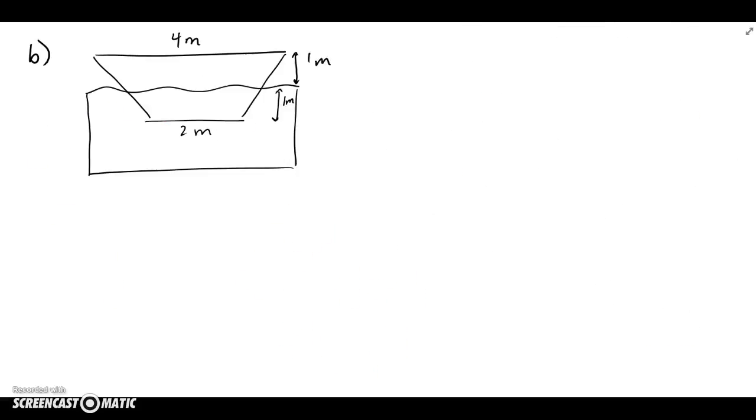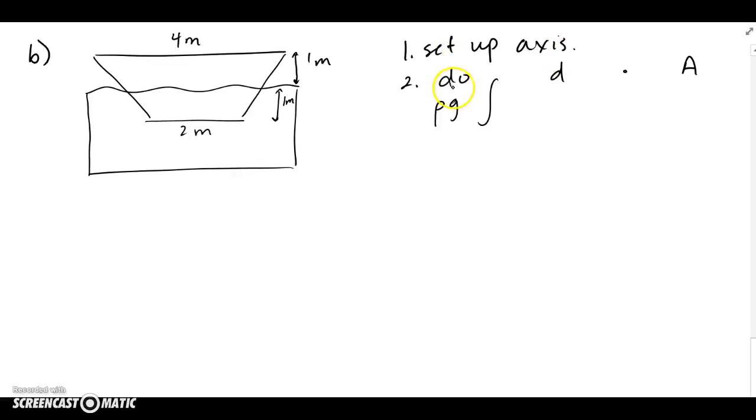Okay, same question. Find the hydrostatic force on this vertical plate submerged in water. So basically I just need to worry about force acting on this piece because the other part is not submerged in water. First thing, remember, is set up an axis. After your axis, you got to do your rho g dA business.